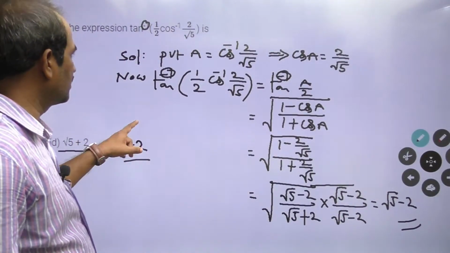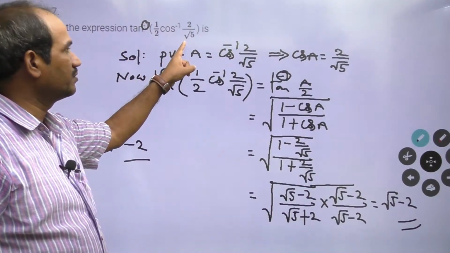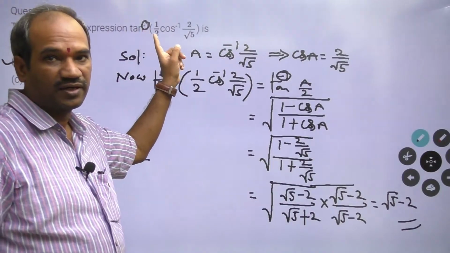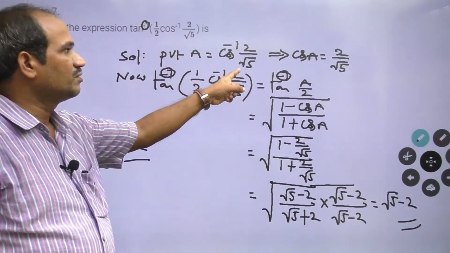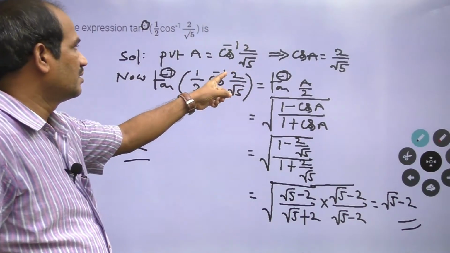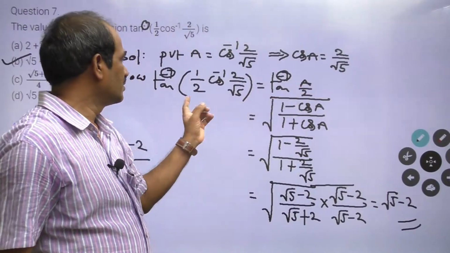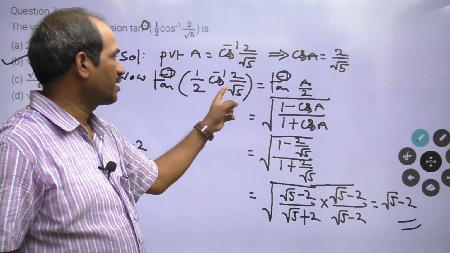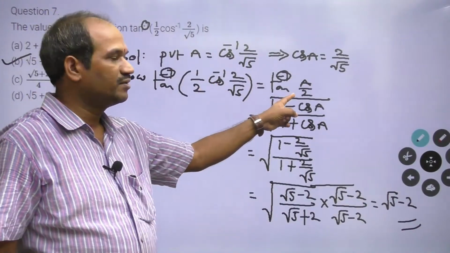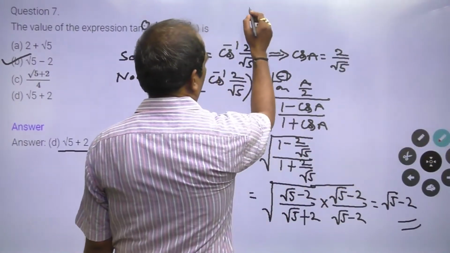So here in this problem, tan of 1 by 2 cos inverse of 2 by root 5, tan of, not tan inverse. Put a equal to cos inverse of 2 by root 5. Next, cos a is equal to 2 by root 5. So tan of 1 by 2 cos inverse of 2 by root 5 is tan of a by 2, using the tan a by 2 formula.